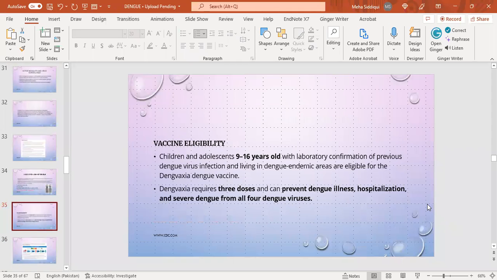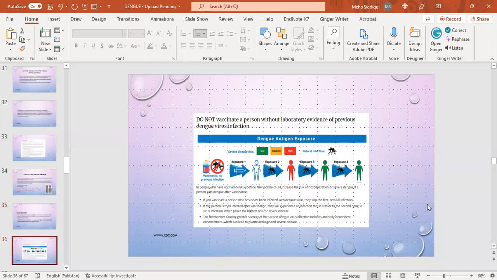Vaccine eligibility. Children and adolescents 9 to 16 years old with laboratory confirmation of previous dengue virus infection and living in dengue endemic areas are eligible for the dengue vaccine. It requires 3 doses and can prevent dengue illness, hospitalization, and severe dengue from all 4 dengue viruses. The main point to remember is do not vaccinate a person without laboratory evidence of previous dengue virus infection.